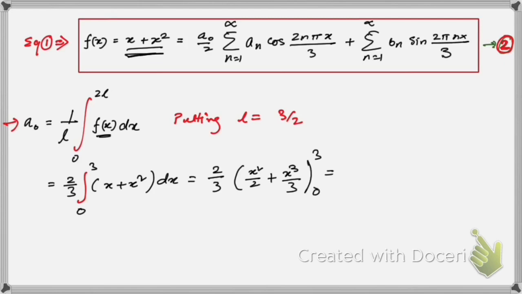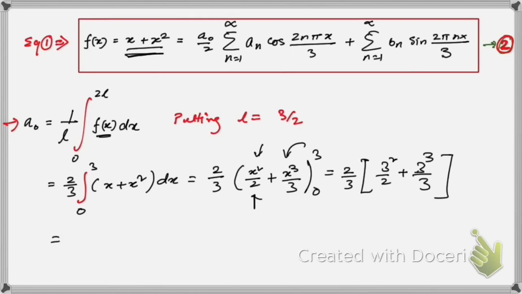And if you evaluate this, what are you going to get? You're going to get 2 by 3. If you put 3 here, then it's going to be 3 square by 2, and if you put 0, this term becomes 0. So let's move to the next term. Again here put 3, then you will get 3 cube by 3. Again if you put 0, you're going to get 0.